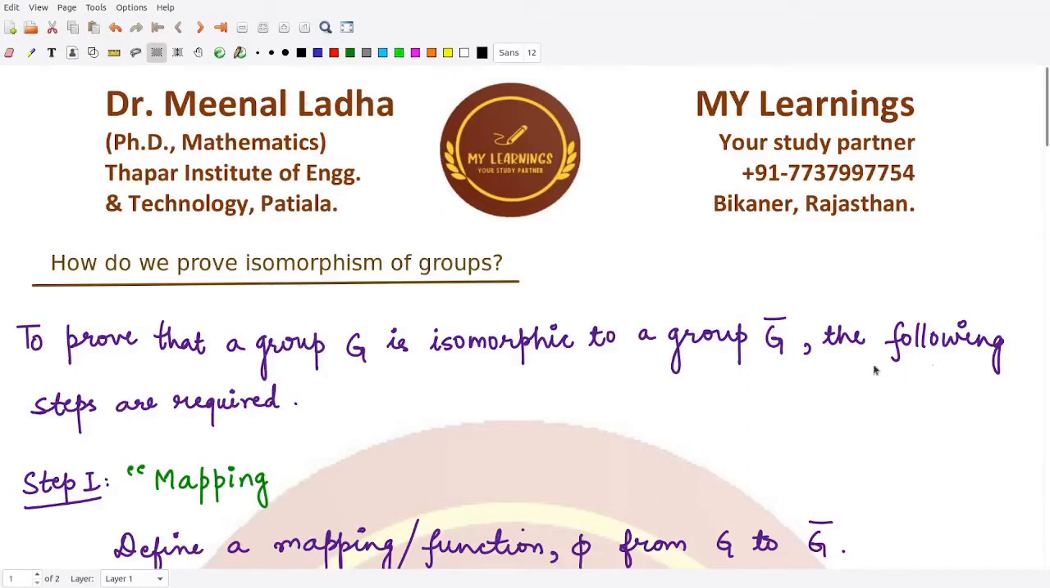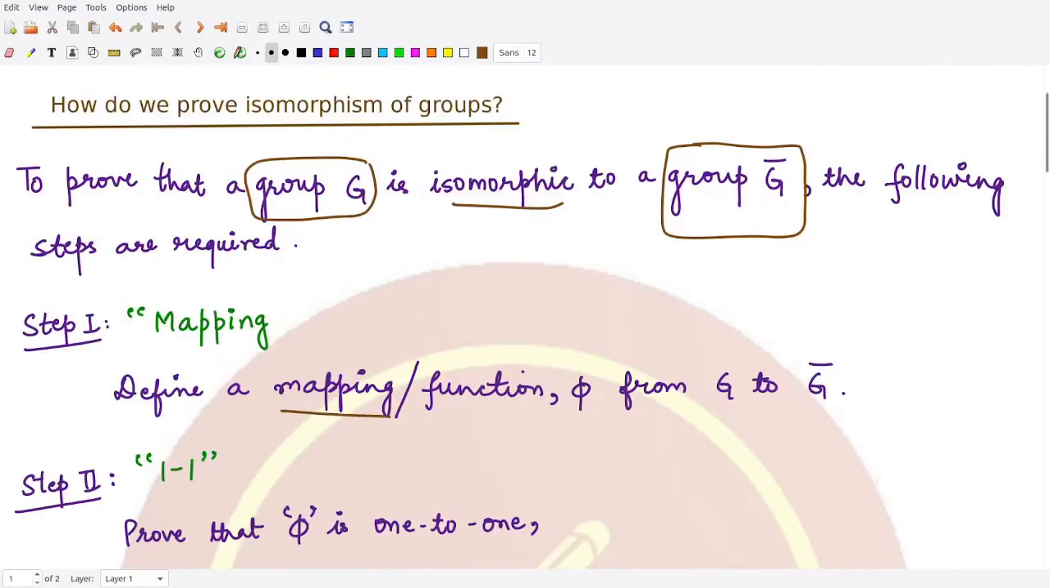In this video, we shall be learning about a result, or you can say steps, by which we can very easily prove isomorphism of groups, right? So let's understand this here. In order to prove that the given group G is isomorphic to another group G bar, we should follow these steps. The first step is we have to find a mapping or a function, say phi, which maps all the elements of G to all the elements of the group G bar, right? So this should be there for isomorphism, first step.